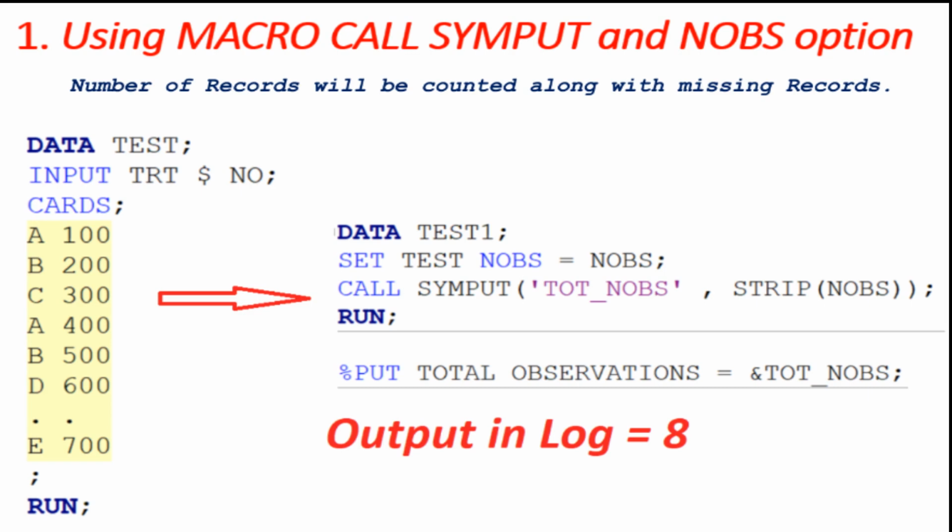Now we can check the output in the log by using the %put statement as below. %put total observations equals &tot_NOBS. So here, the total number of observations in the test dataset is 8 along with missing records.